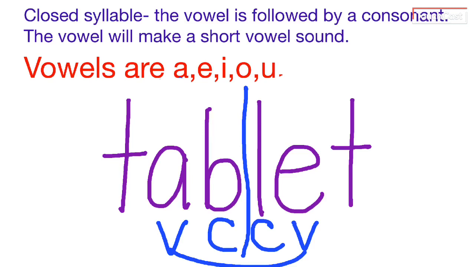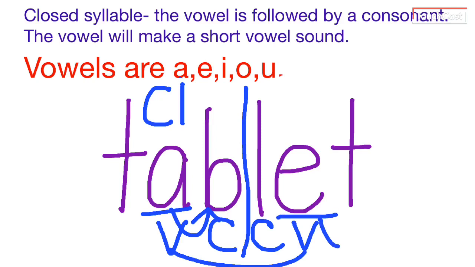Next, I need to find out whether they are closed syllables. Start off by looking at your A, look behind it. The vowel is followed by a consonant B, so this would be a closed syllable. The A would say its short vowel sound, A. Next, look at your E, look behind it. I have a T. The T is blocking the E, so the E is going to be a short vowel sound and say E. Both syllables will be closed. If I wanted to read this word, I have tab-let, tablet.